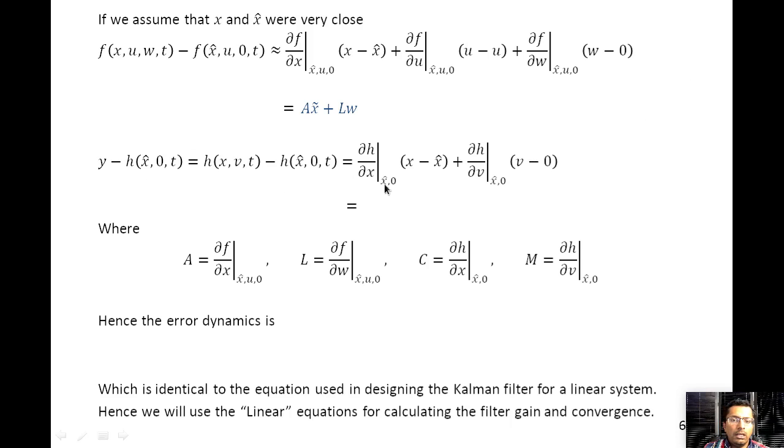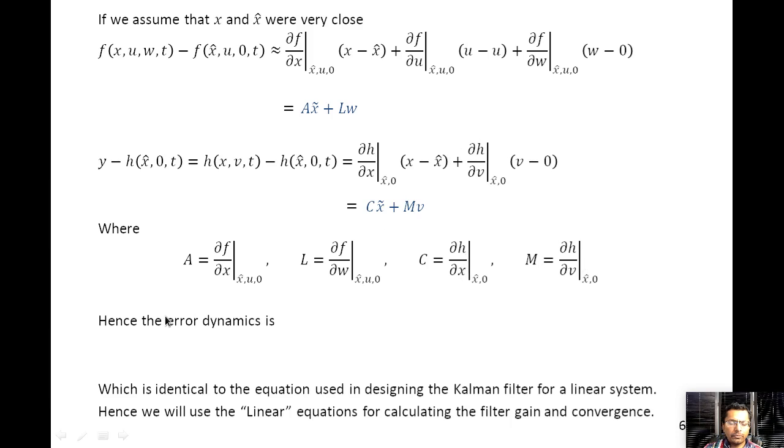You can do the same thing here, where I have y minus h of x hat. This becomes h minus h of x hat, and then I take the partial with respect to x. The h of x hat term gets cancelled out, so we get partial h partial x times x minus x hat, plus partial h partial v times v minus 0. We can write this as C x tilde plus M v, where A is partial f partial x, and L is partial f partial u, or you can think of it like the B term, which will just cancel out.